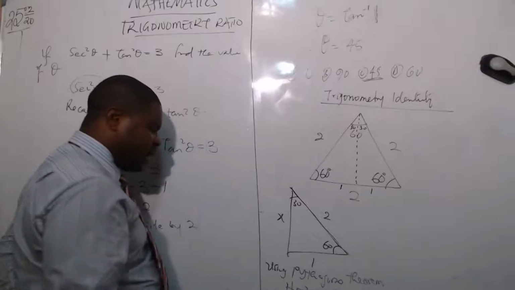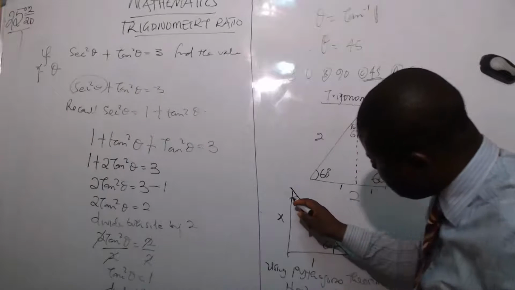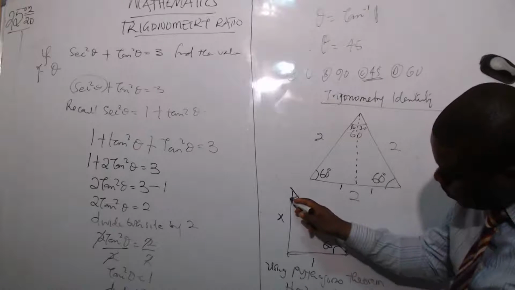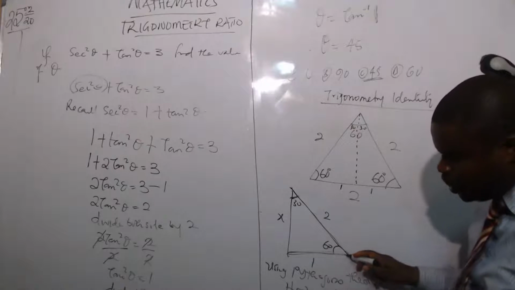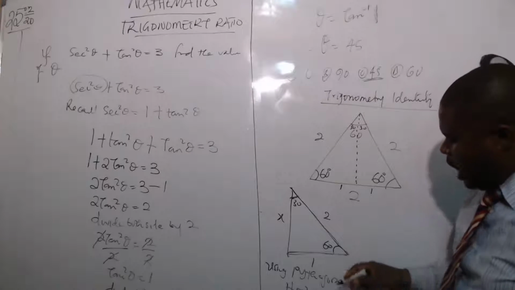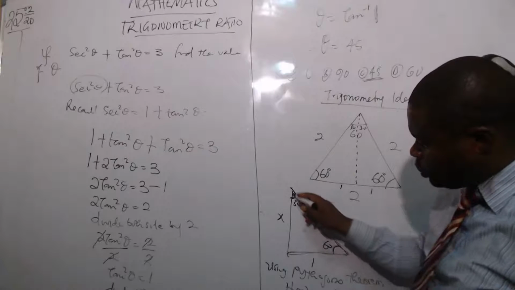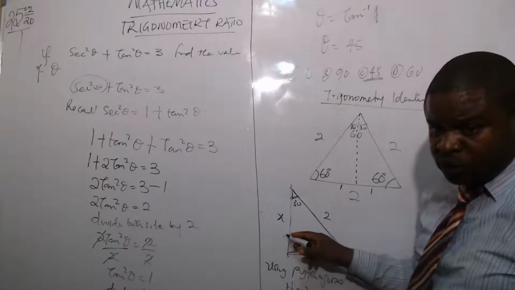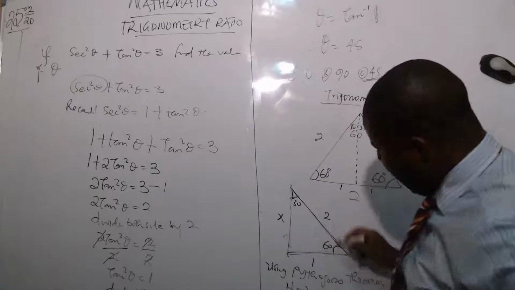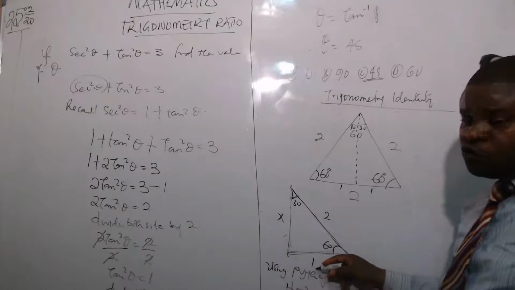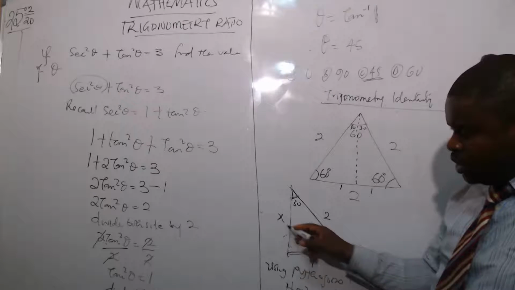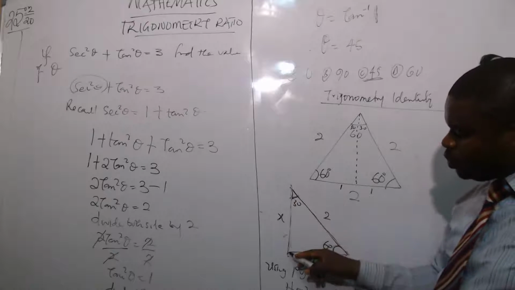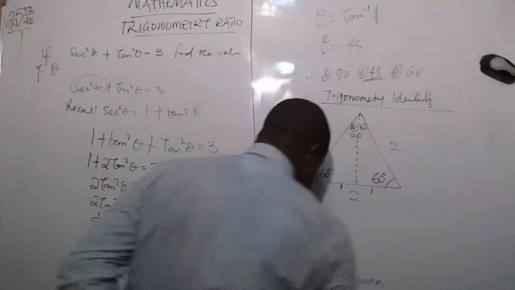Now, look at this. If we are using the angle 30, here becomes the opposite, because this angle is facing this one. So here becomes the opposite to 30. And when we are using 60, here becomes the opposite of 60, because this angle is facing this. So take note of that. When this side is opposite, the other side becomes adjacent. So here is opposite to 60, while this is adjacent to 60. Here is opposite to 30, while this becomes adjacent to 30.